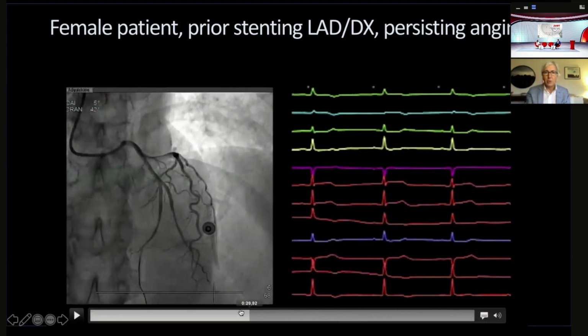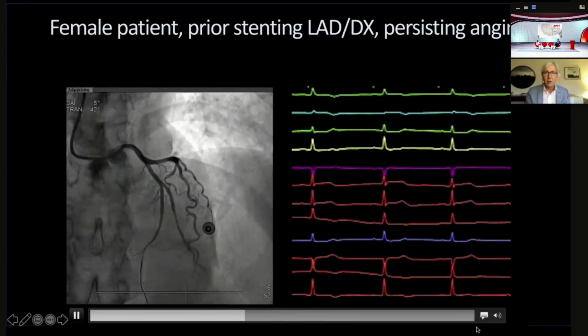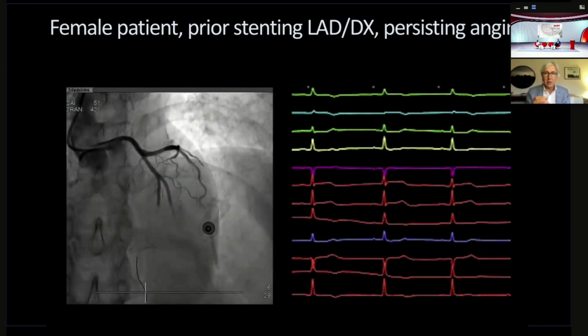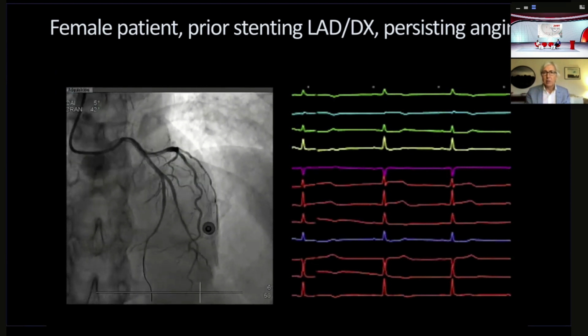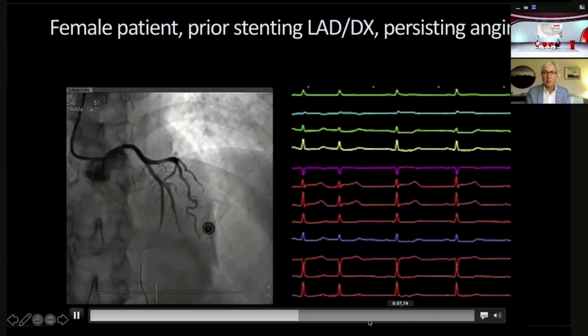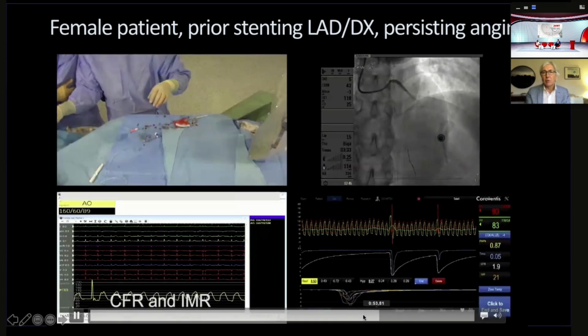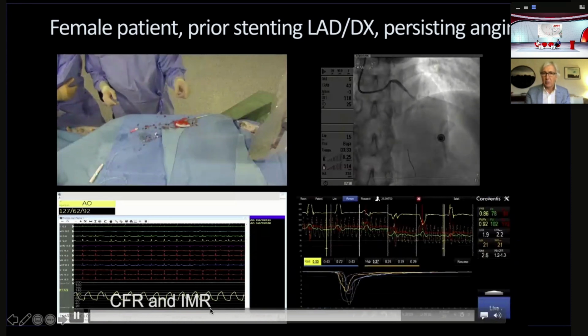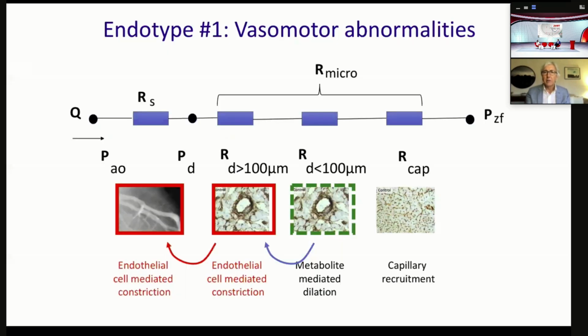I'm going to play it again so you can see the effect of this 100 micrograms dose of acetylcholine. You can see that the blood is stagnant. You see the EKG changes and the patient had chest pain. Very frequent finding. And then on top of that, of course, you can look at coronary flow reserve and microcirculatory resistance. We will speak about this in a second.